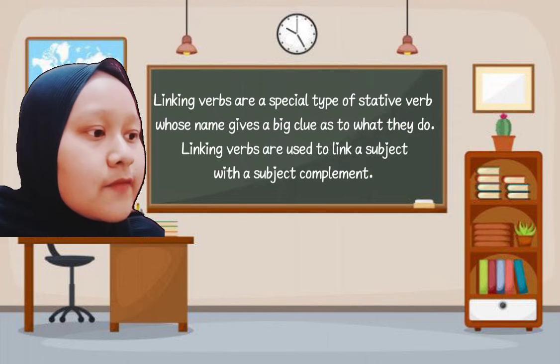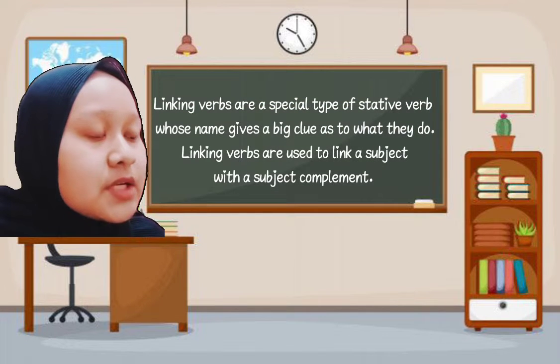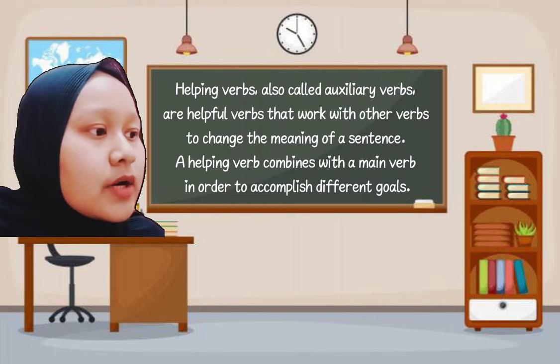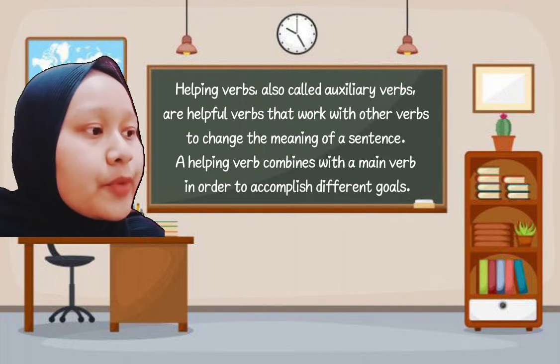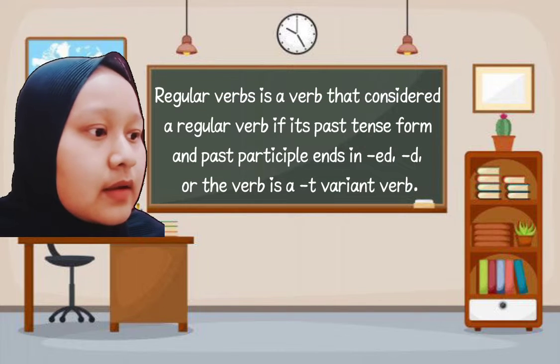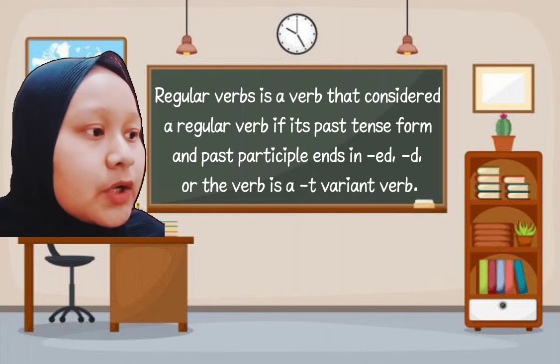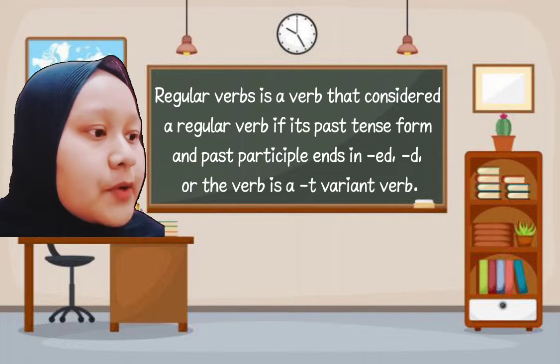Fifth, linking verbs. Linking verbs are a special type of stative verb whose name gives a big clue as to what they do. Sixth, helping verbs or auxiliary verbs. Helping verbs, also called auxiliary verbs, are helpful verbs that work with other verbs to change the meaning of a sentence. Seventh, regular verbs. A regular verb is a verb whose past tense form and past participle end in ed or d.